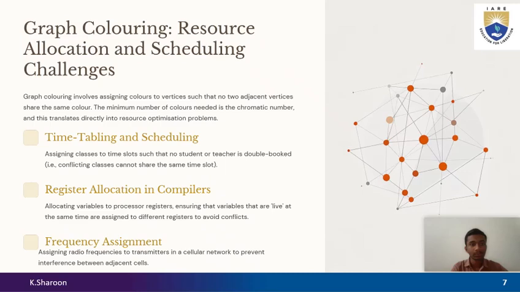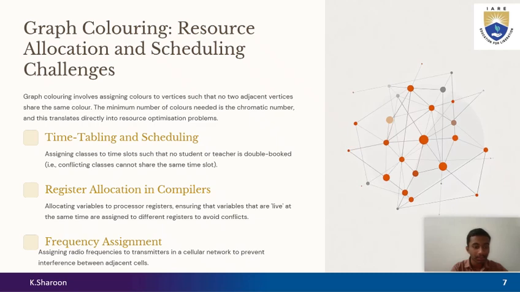Graph coloring, resource allocation and scheduling challenges. Graph coloring involves assigning colors to vertices such that no adjacent vertices share the same color. The minimum number of colors needed is the chromatic number, and this translates directly into resource optimization problems. First, timetabling and scheduling: assigning classes to time slots such that no student or teacher is double booked. That is, conflicting classes cannot share the same time slot.